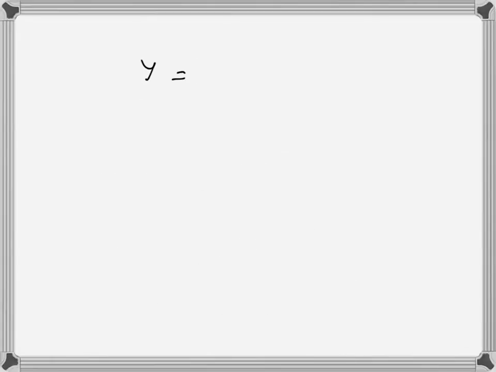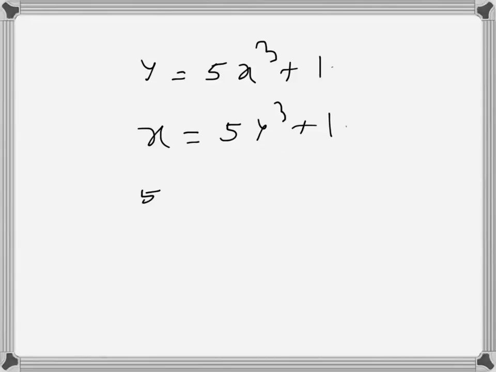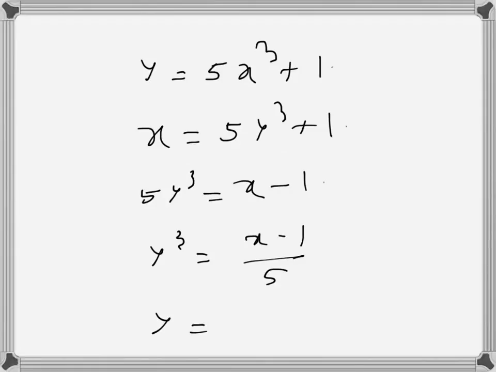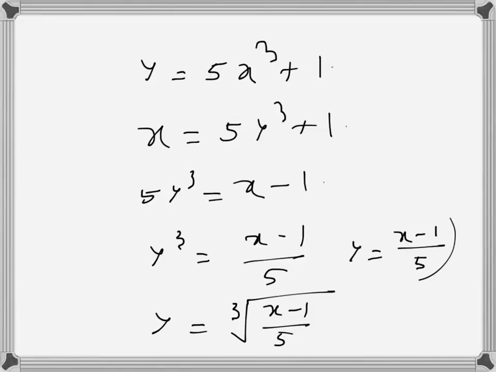One more, y is equal to 5x cubed plus 1. So we interchange, it becomes x equals 5y cubed plus 1, and we make y the subject again. So 5y cubed is equal to x minus 1, y cubed is x minus 1 over 5. So y is the cubic root of that. It can be written like this as well.